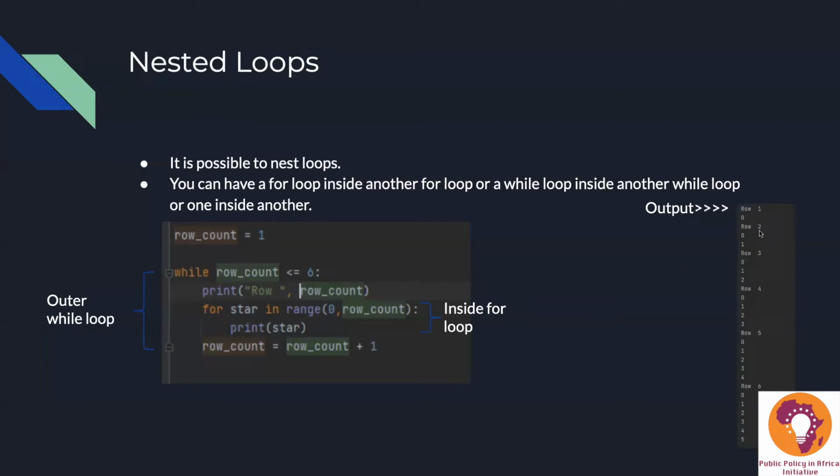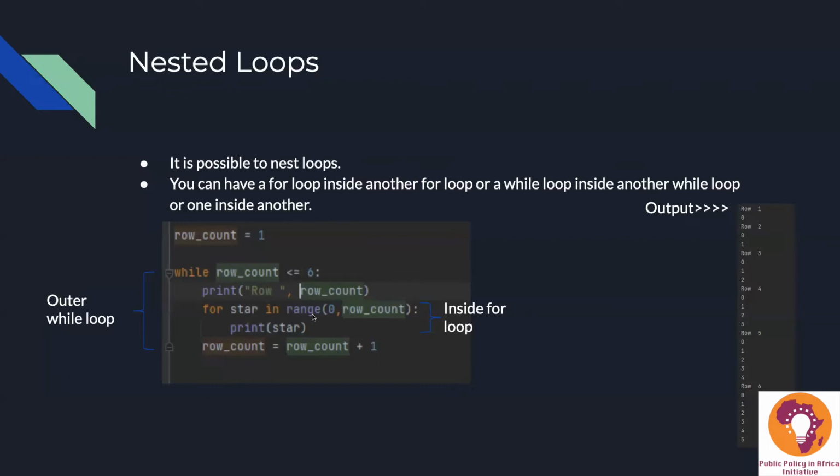We print row 2, and then for star in range 0 to 2. So remember, this is exclusive, but we go up to it. So this would return 0 and 1. So then we print 0 on our first iteration of the for loop, and then on our second iteration of the for loop, we print 1. Now again, we come out here. So because we've iterated over everything in range 0 to 2, then we increment row count. Row count is now 3. 3 is less than or equal to 6. So we come into here, we print row 3, which we see right there.